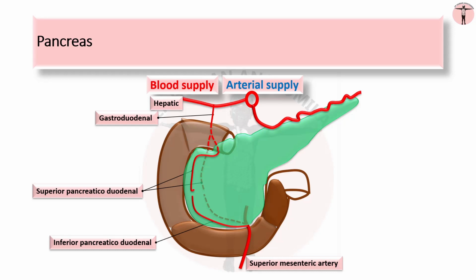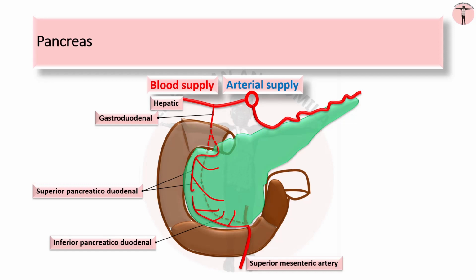Both superior and inferior pancreaticoduodenal arteries divide into anterior and posterior branches which run between the concavity of the duodenum and the head of pancreas. The anastomosis between anterior and posterior branches form anterior and posterior pancreaticoduodenal arterial arcades and supply the anterior and posterior surfaces of duodenum and head of pancreas.